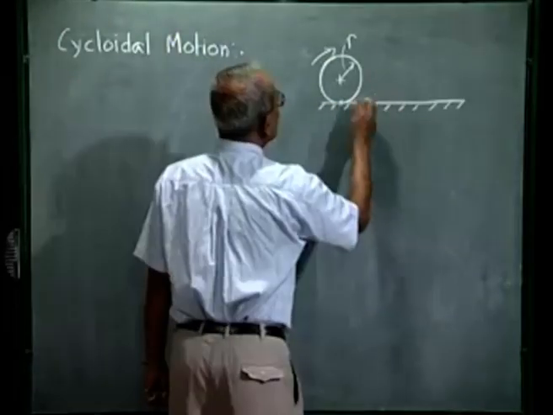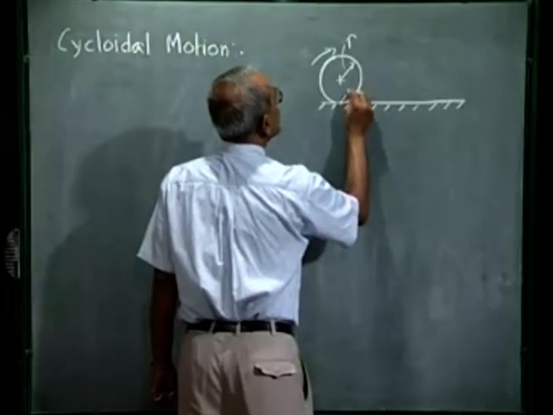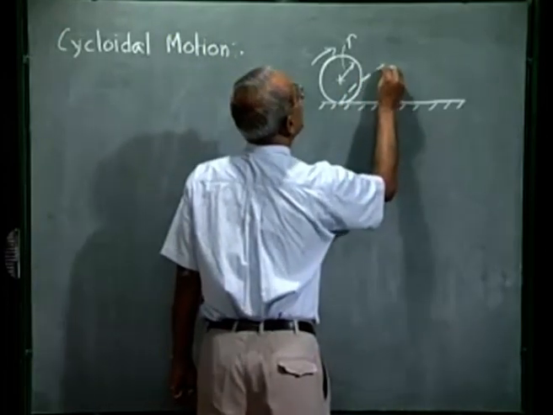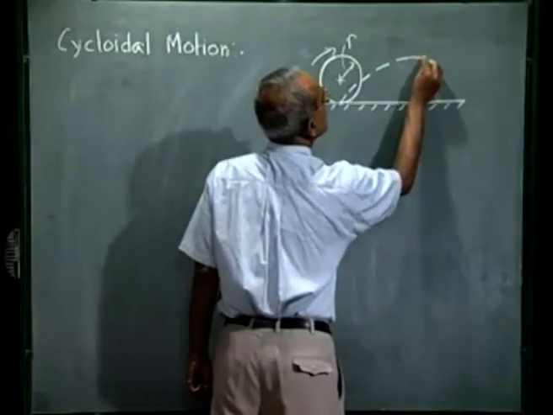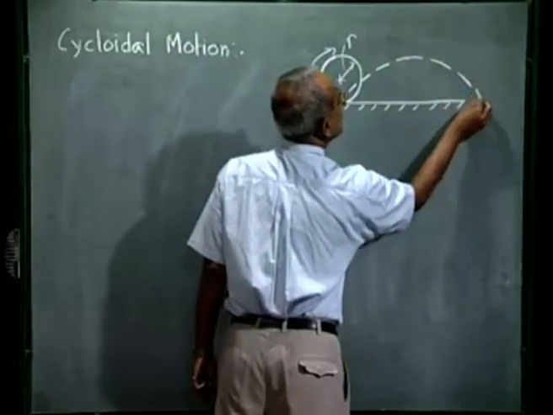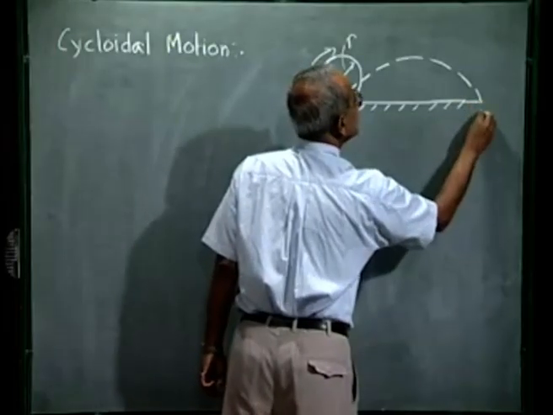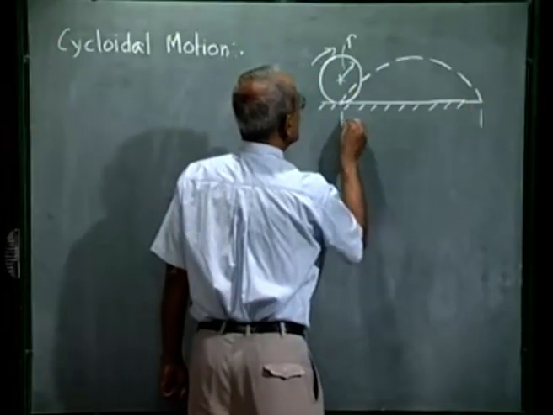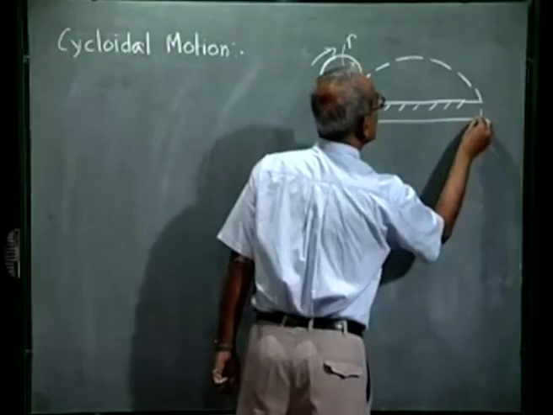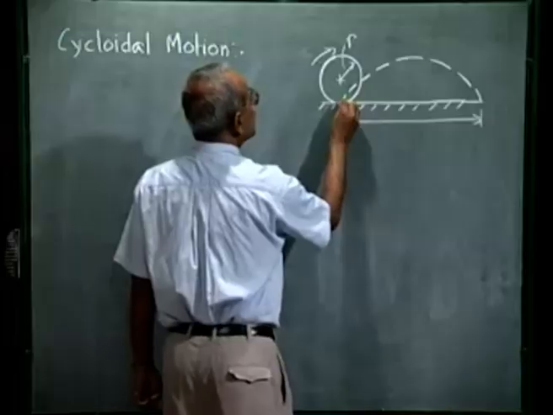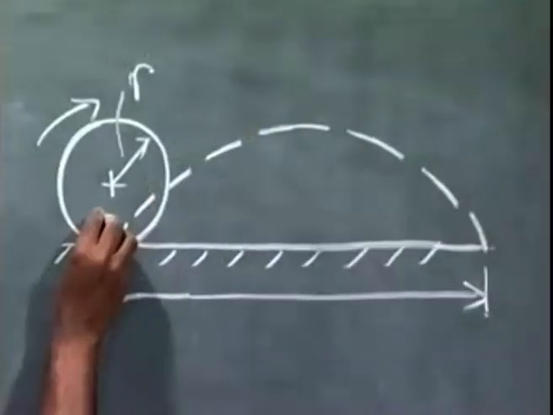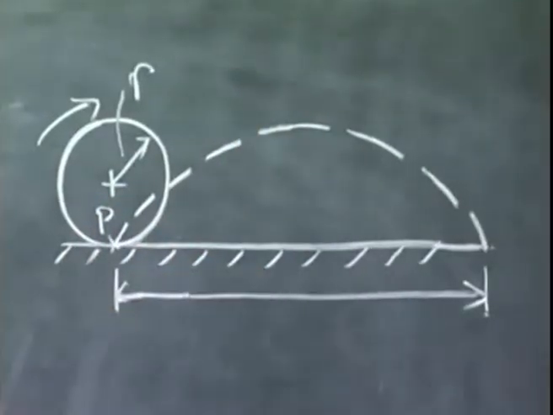Now as this wheel rolls, this point obviously will go up to 2r height and then again come down in one cycle of rotation. This is a 2 pi rotation of the wheel. And this curve generated by any point, for example this point P, is called a cycloid. Let us see what the expression for this cycloid is.